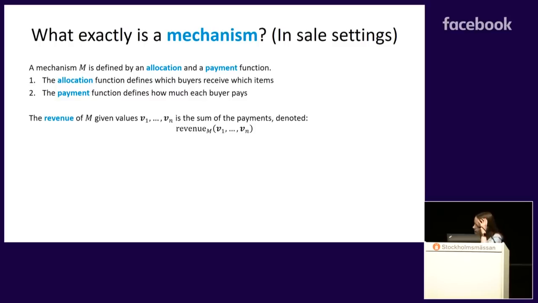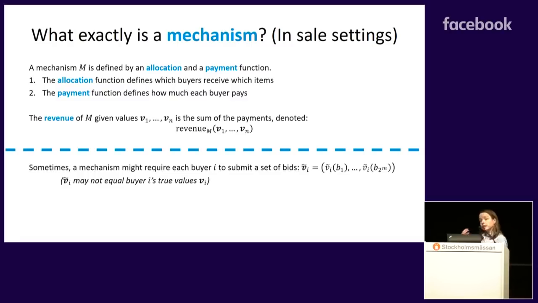Okay, so now what exactly is a mechanism for these sales settings using this notation? A mechanism, which we'll denote as M, is defined by an allocation function and a payment function. An allocation function determines which buyers receive which items, and a payment function determines what they pay. Revenue is the sum of the buyers' payments, and we're going to denote this throughout this talk as revenue sub M of V1 up through Vn. So given their values, what is the revenue of this mechanism?